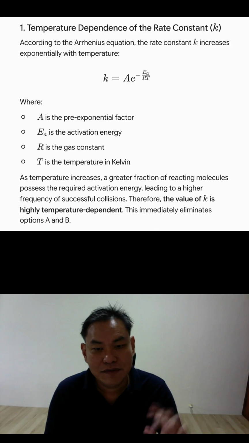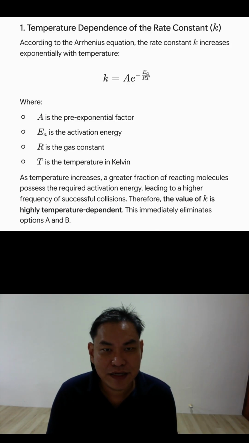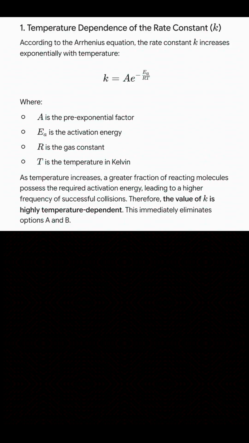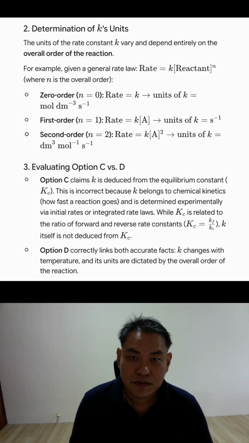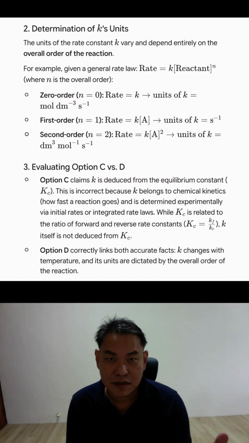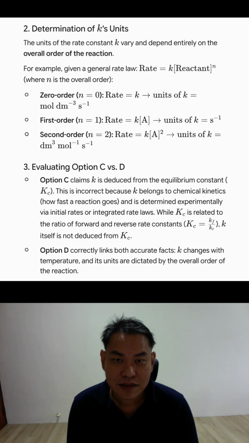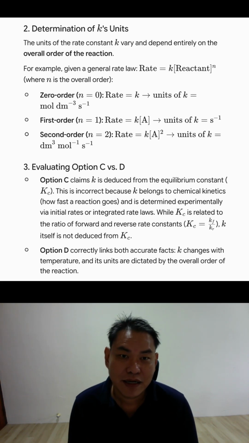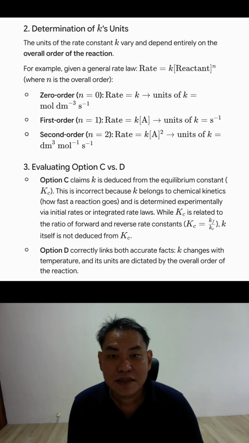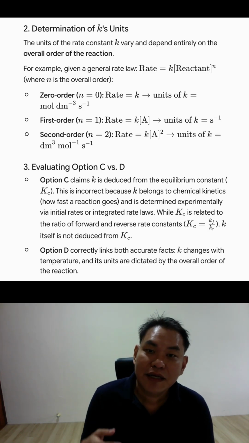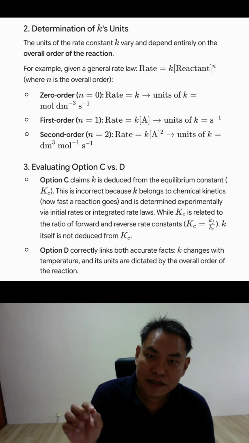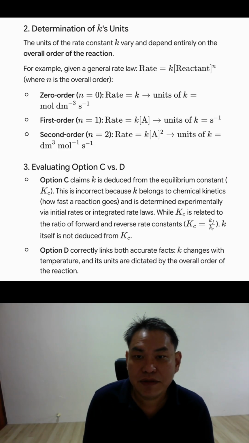That means we just need to choose between C and D, because C and D say that small k is temperature dependent. Then we need to see whether this rate constant is affected by the overall order. So rate equals k times the concentration of reactant to the power n, where n is the overall order. So if we substitute different values of n, the k will be affected.